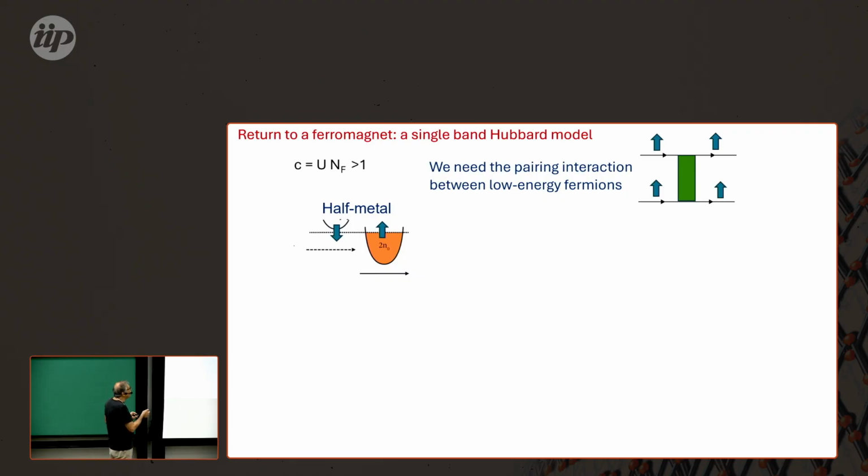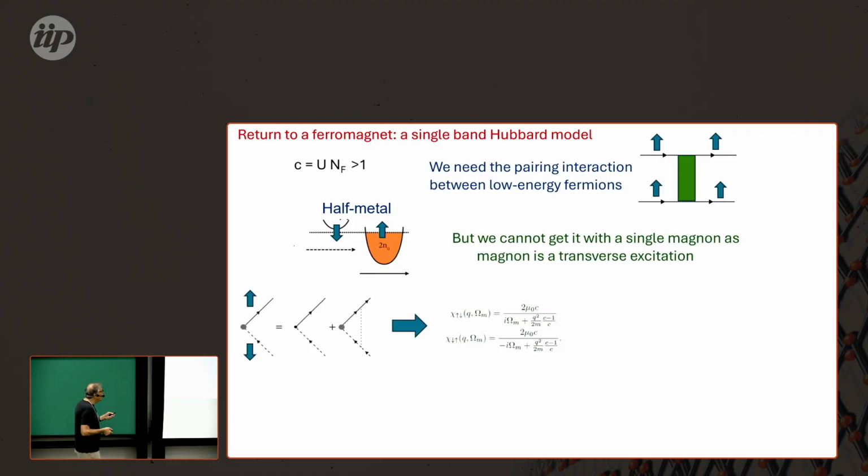Remember, these guys have Fermi surface, these guys don't have Fermi surface. So this is what we want to do. But if we look at magnon in a ferromagnet, this magnon is transverse fluctuation. This is how you get it by, again, putting up transverse order parameter and summing up diagrams, ladder diagram to get susceptibility.